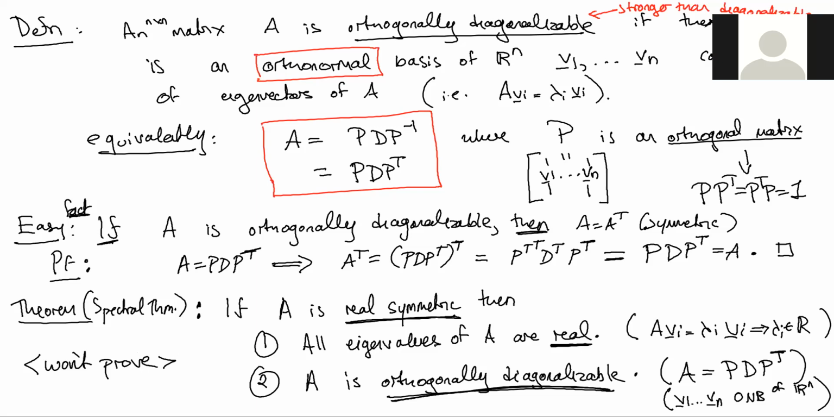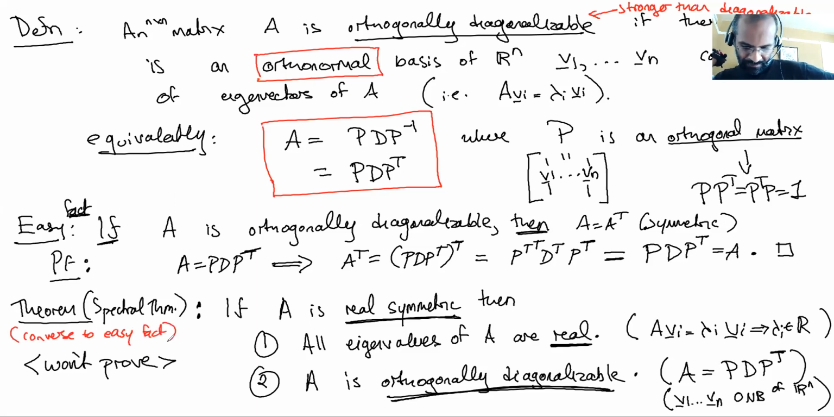Professor, can a matrix that's not symmetric still be diagonalizable? It can be diagonalizable, but not orthogonally diagonalizable. Right. So together, these two statements are saying that orthogonally diagonalizable is the same as symmetric. Yeah, so this is the converse to the easy fact. And everywhere the matrices are real. Any other questions about this?